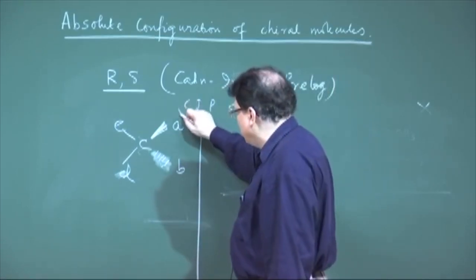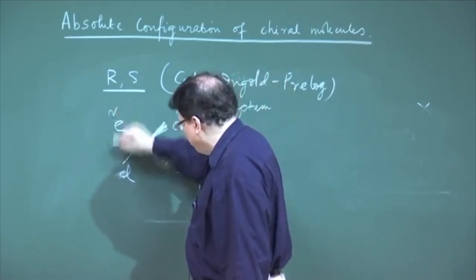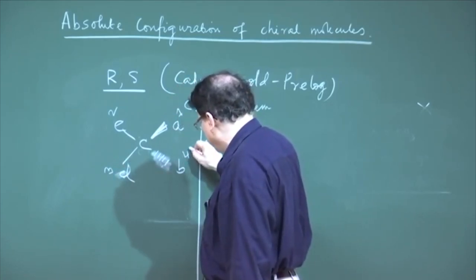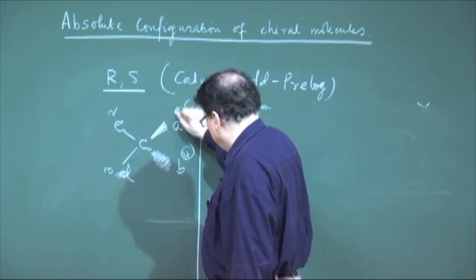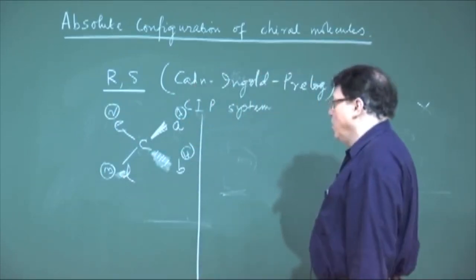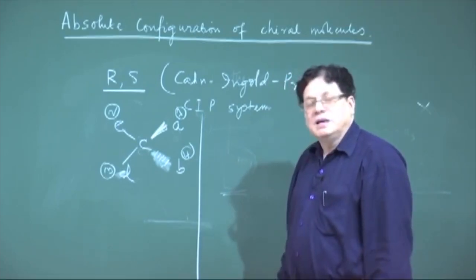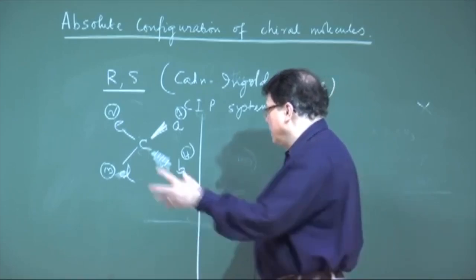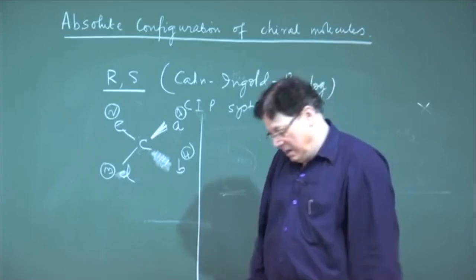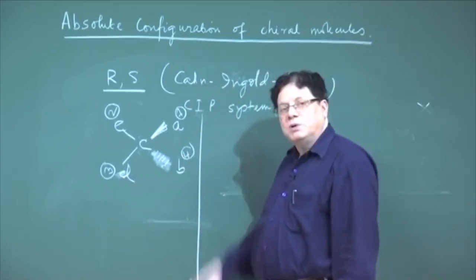Suppose that this becomes number 1 carbon and this becomes number 2 carbon, this becomes number 3 carbon and this becomes number 4 carbon. Okay. So, this is 1, that is 2, that is 3 and that is 4. Now the rule says that you should view this molecule in such a way that the number 4 carbon is away from you, away from the observer. So, here the number 4th carbon is actually behind the plane of the board.